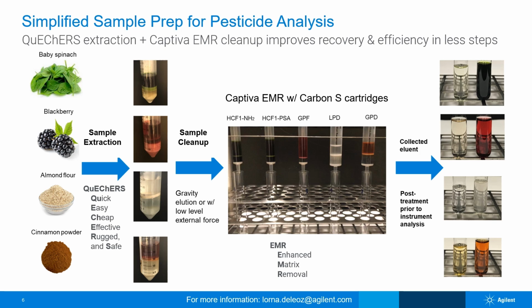Cleanup is usually done with dispersive SPE or solid phase extraction. Instead of the DSPE for cleanup, we are using a pass-through filtration. The crude QuEChERS extract is passed through the Captiva EMR cartridges and eluted by gravity. It essentially acts as a filter. The unwanted matrices such as fats, organic acids, and pigments are retained on the cartridge, while the pesticide targets flow through as eluent. The collected eluent is analyzed afterwards for LC-MS-MS and GC-MS-MS analysis.